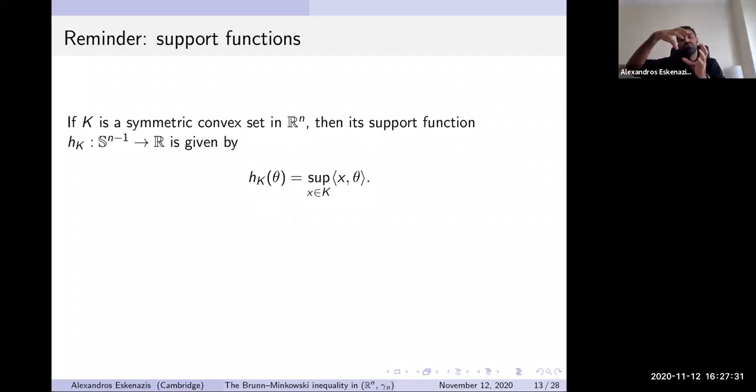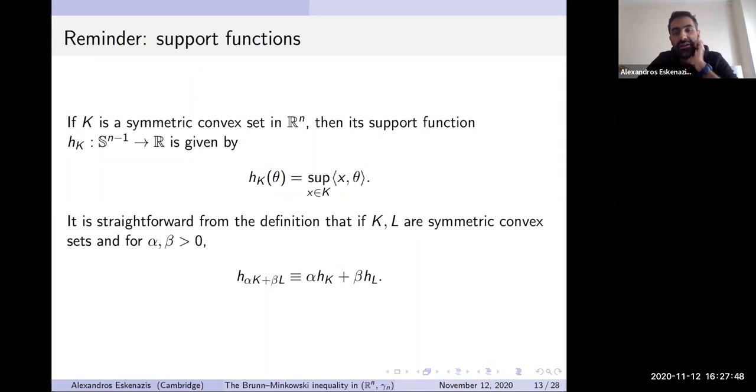So what you do is that you have your symmetric convex set, you project it on the line that's in the direction of theta, and you measure the length of this interval, joining 0 and that point. And you can check that if K and L are symmetric convex sets, then the support function of a linear combination with positive coefficients is simply the linear combination of the support functions.